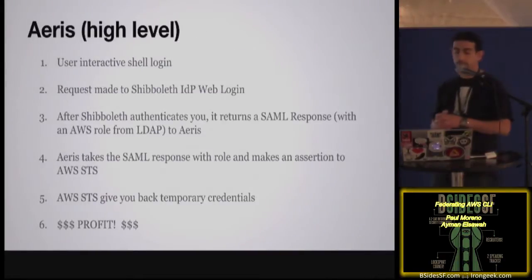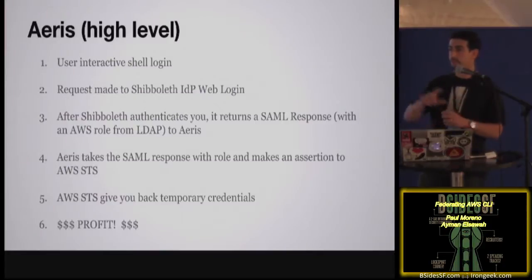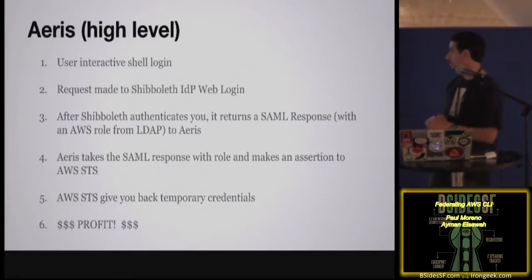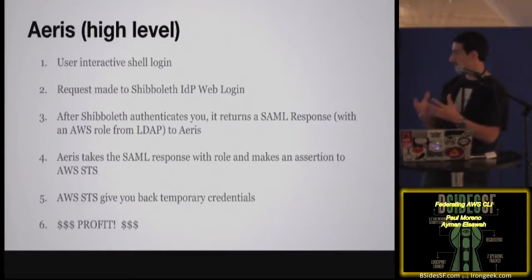So how does it work? Well, you have an interactive shell login. The user enters their username and password. Actually, they only have to enter the password because it'll take it from the shell. And Aeris will go to Shibboleth's web login, enter the credentials, come back from Shibboleth with a SAML response. It will then take that SAML response and send it over to STS's service, send an assertion over there. STS checks it, makes sure everything's fine, that it came from a trusted source, which is the Shibboleth, which I talked about earlier. And then you get credentials, and you profit. Everybody wins. The idea here is that Aeris does all the legwork. So Shibboleth doesn't talk directly to STS. You have this man, this agent doing the work.